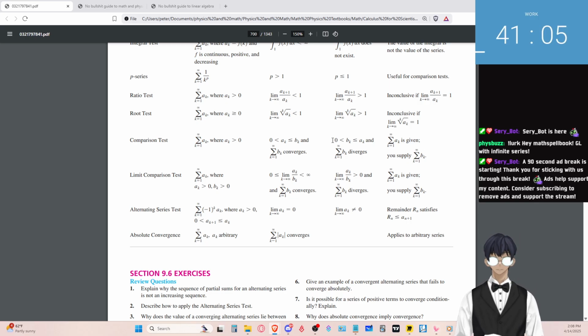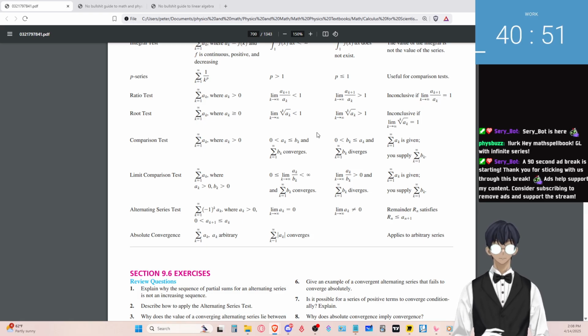It diverges when b_k is greater than 0 but less than or equal to a_k, and the sum of b_k diverges. This is the one I think I get confused with sometimes, because the way they phrase it is kind of strange.